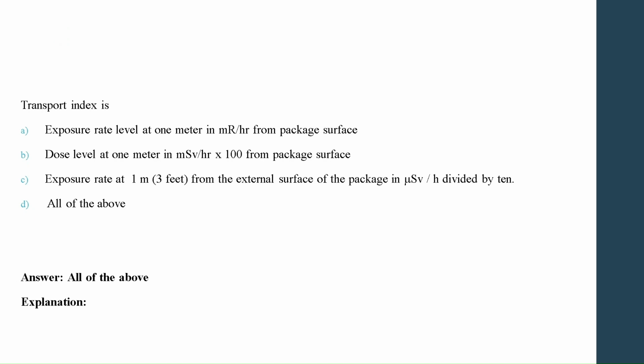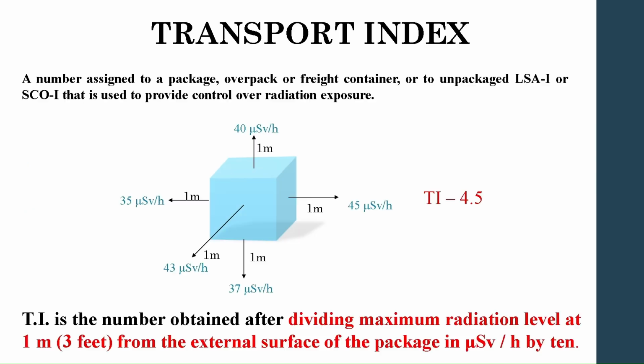Transport index is: exposure level at 1 meter in milliroentgen per hour; dose level at 1 meter in millisievert per hour times 100 from the package surface; exposure rate at 1 meter from the external surface of the package in microsievert per hour divided by 10. All these three things are the same. All these three things are the definition of transport index only. So the right answer will be all of the above.